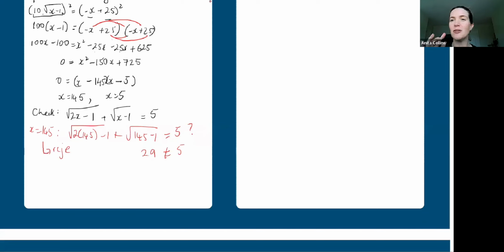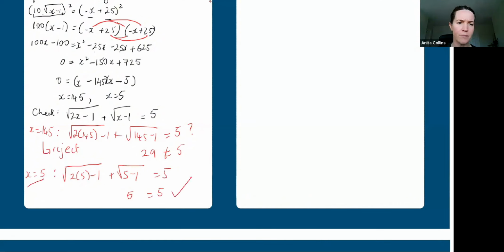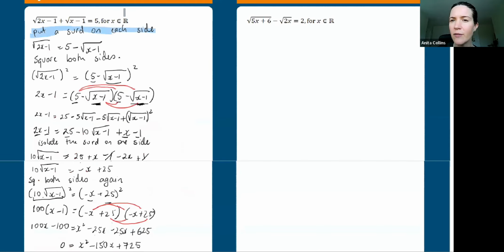And it's very clear that you stated that you're rejecting it. So let's check the other one. So that's an extra solution that got introduced by the squaring here. So we have the square root of 2 times 5 minus 1 plus the square root of 5 minus 1 is equal to 5, which gives us the square root of 10 minus 1 is 9, that's 3, and the square root of 5 minus 1 is 4, that's 2, giving 5. That gives us 5 is equal to 5, which is correct. So my solution is x is equal to 5. Okay, and you guys can get started on the question on the right.